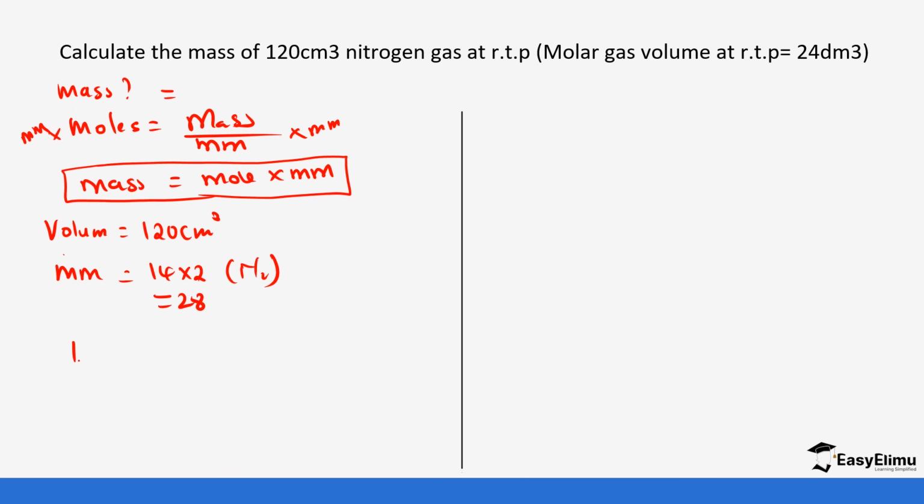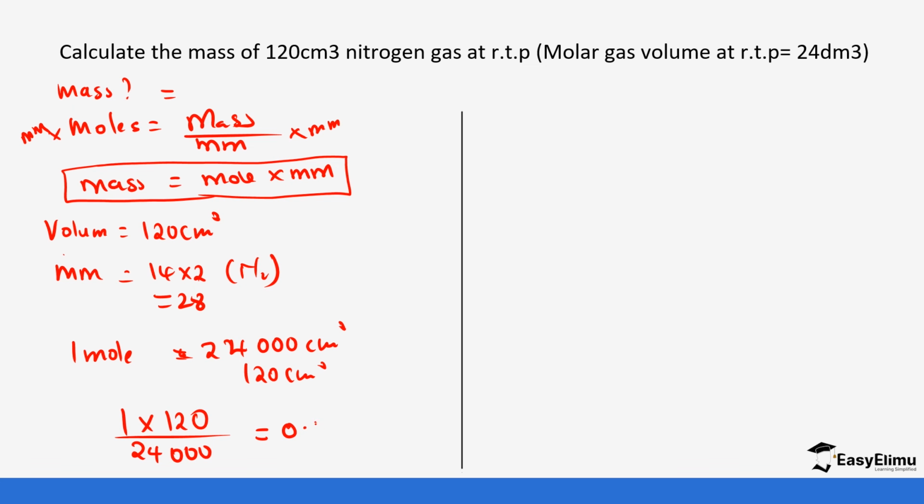The moles: we know 1 mole of our gas at RTP is equal to 24,000 centimeters cubed. So what about 120 centimeters cubed? It's 1 times 120 divided by 24,000, which will give us 0.005 moles. So our mass is equal to moles, which is 0.005, times molar mass, which is 28, which gives us 0.14 grams.